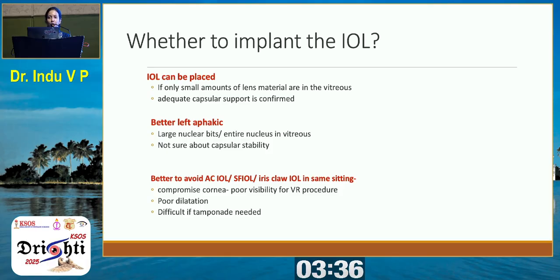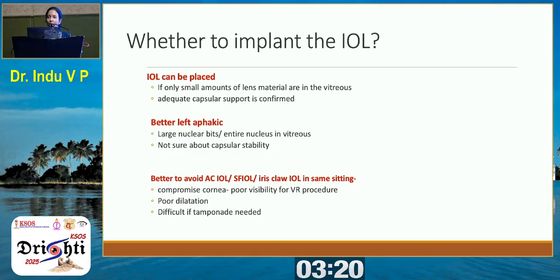In such a situation, you will have to remove the IOL. And thirdly, sometimes if you're not very sure of the capsular stability, the IOL also sinks in. So in some cases, I have had to remove both the sunken nucleus and the sunken IOL. So if you're not sure of it, better leave it aphakic.